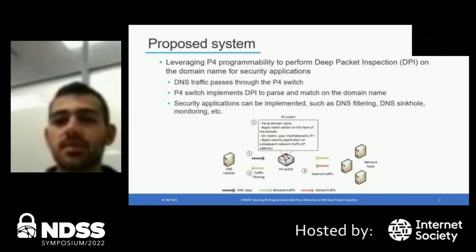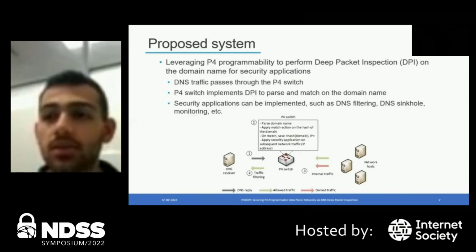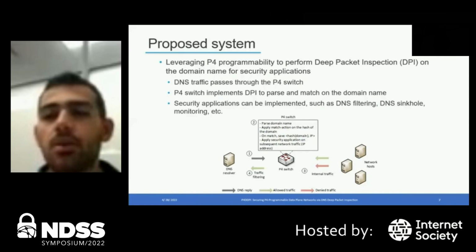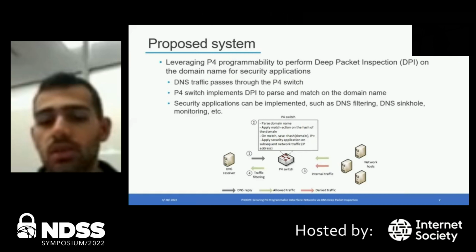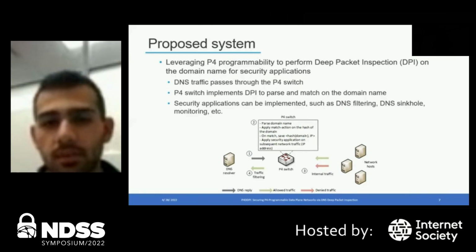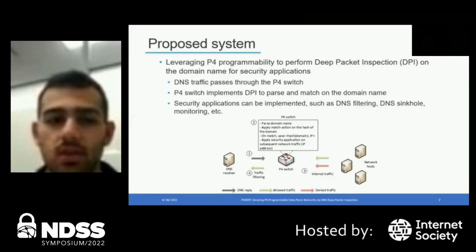So our proposed system is basically to leverage this technology, the P4 technology, in order to perform DNS inspection in the data plane without using a general purpose CPU or a firewall. And so we want to do deep packet inspection so that the data plane is able to parse these DNS packets and apply some security rules, access controls, filtering, and so on.